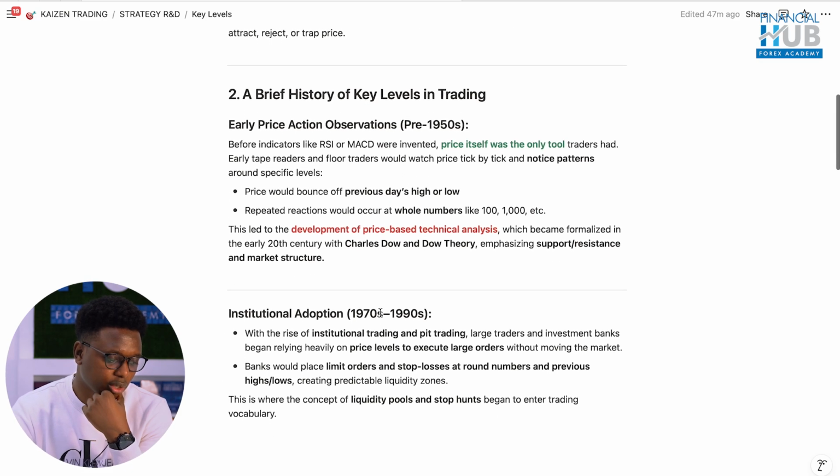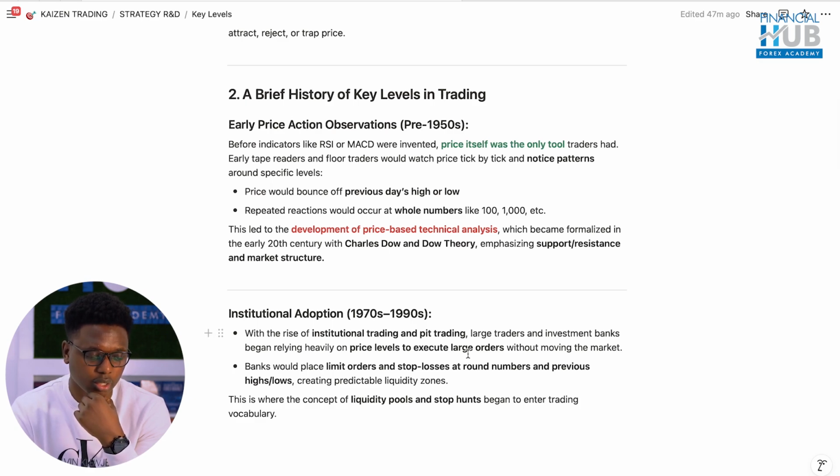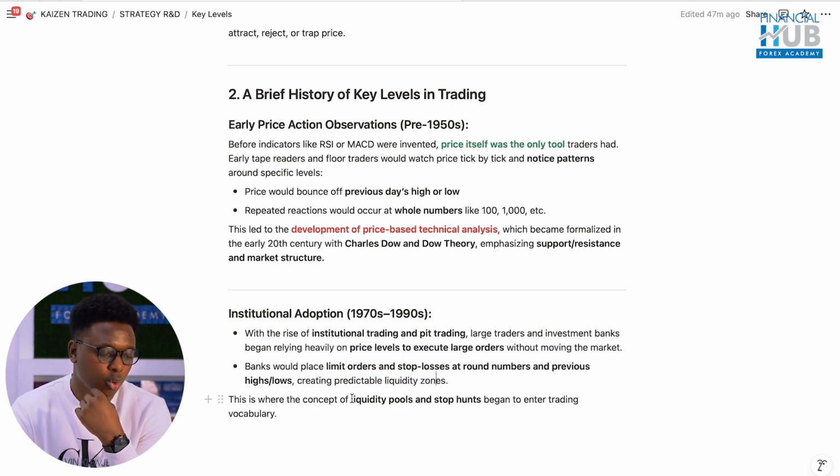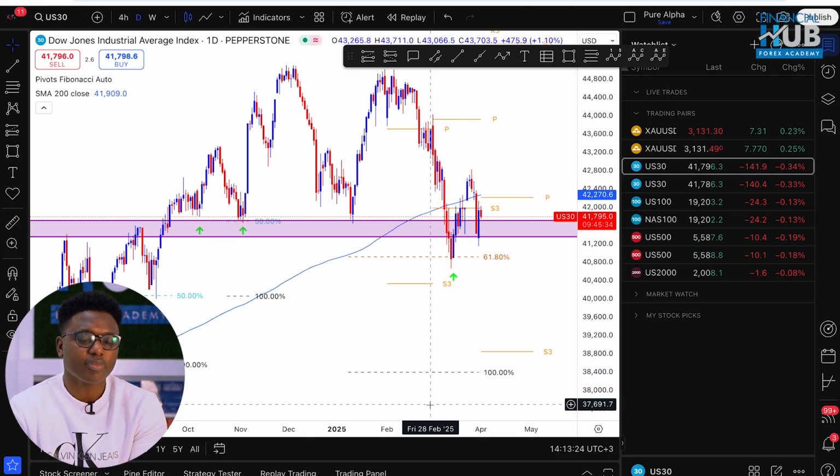And last but not least, in the 1970s to 1990s, with the rise of institutional trading and pit trading, large traders and investment banks began relying heavily on price levels to execute large orders without moving the market. Banks would place limit orders and stop losses around numbers and previous highs and lows, creating predictable liquidity zones. This is where the concepts of liquidity pools and stop loss hunts began to enter the trading vocabulary. Okay, so it's important for you to understand where we're from.